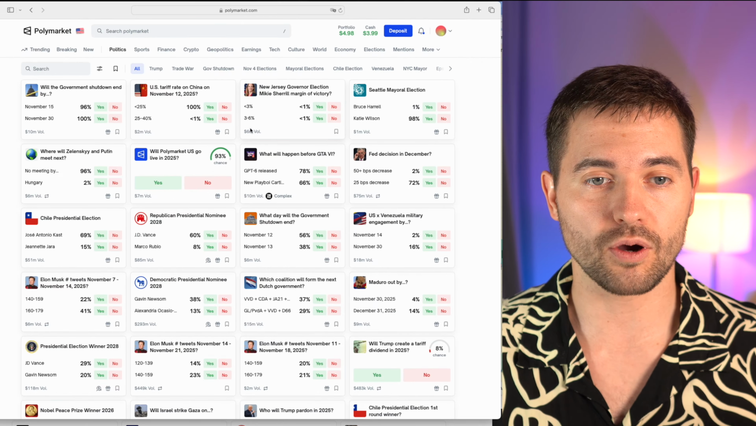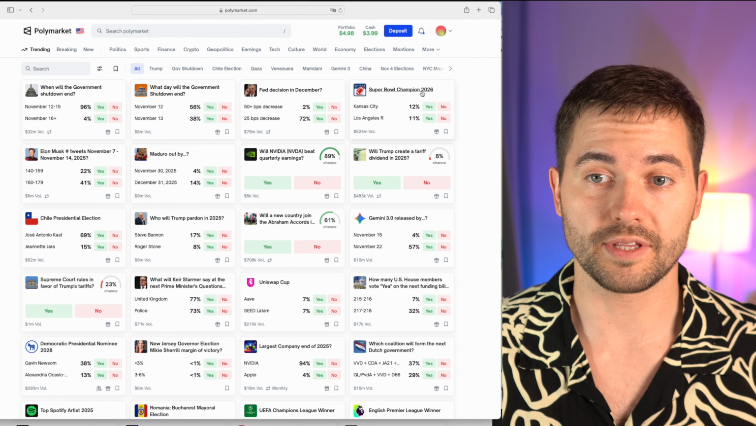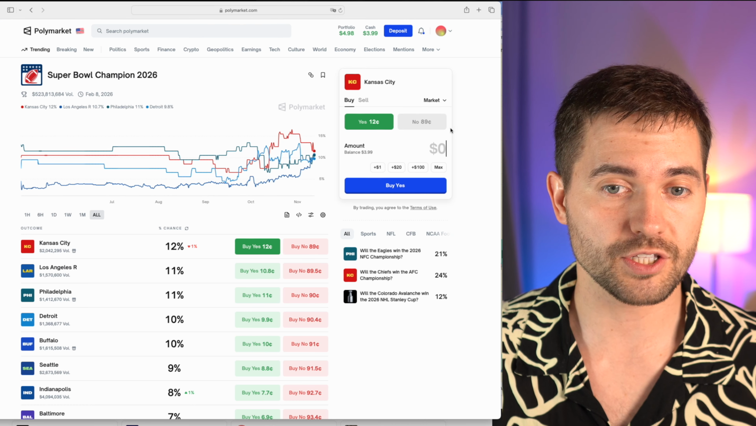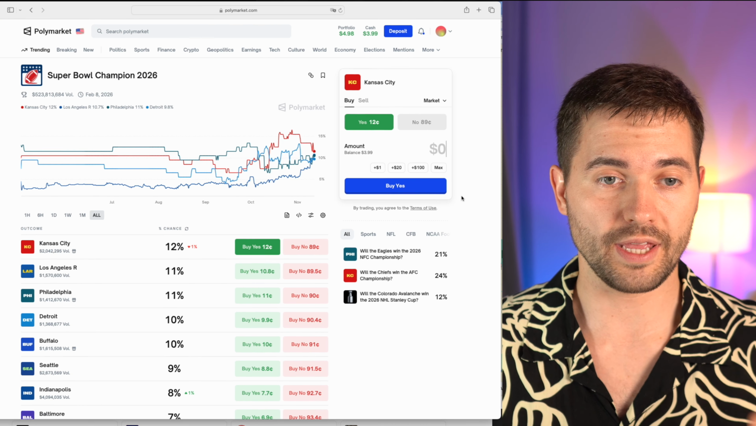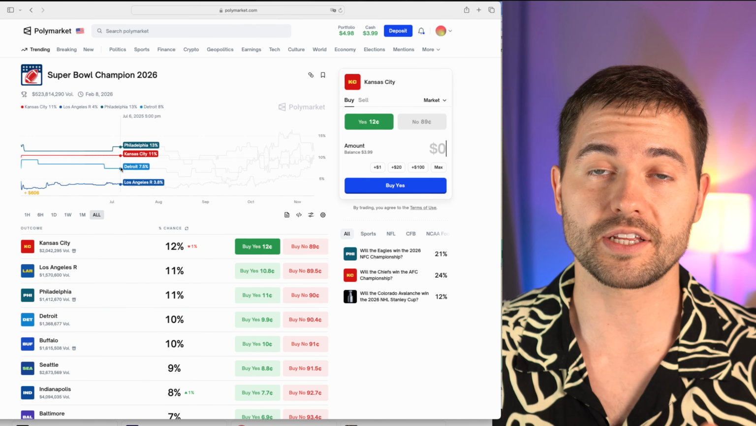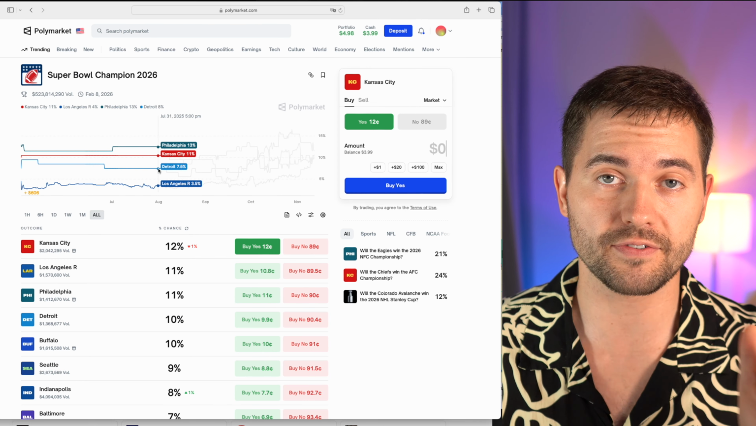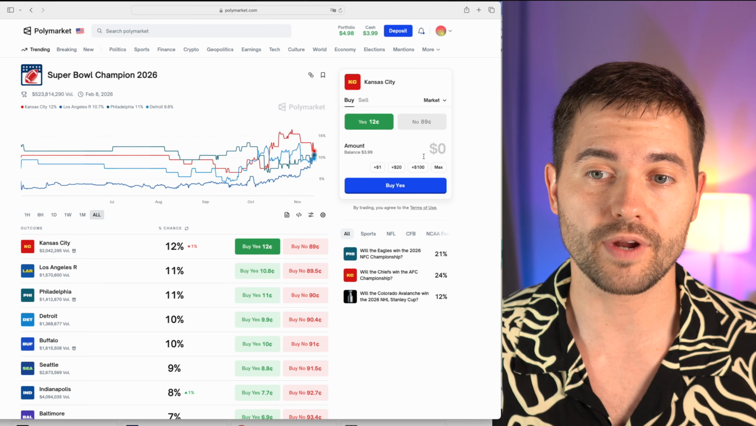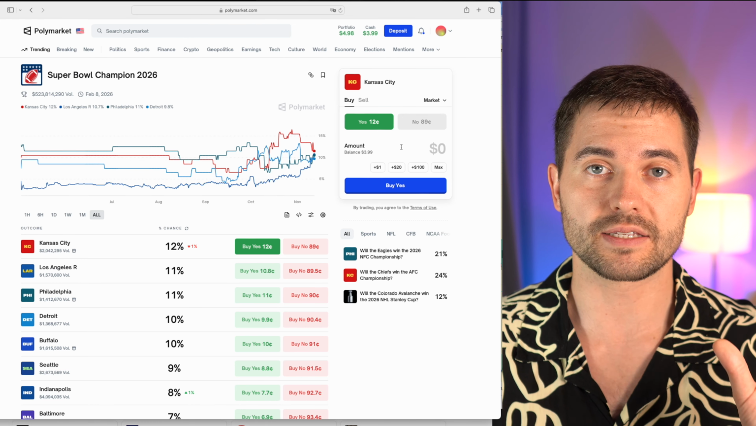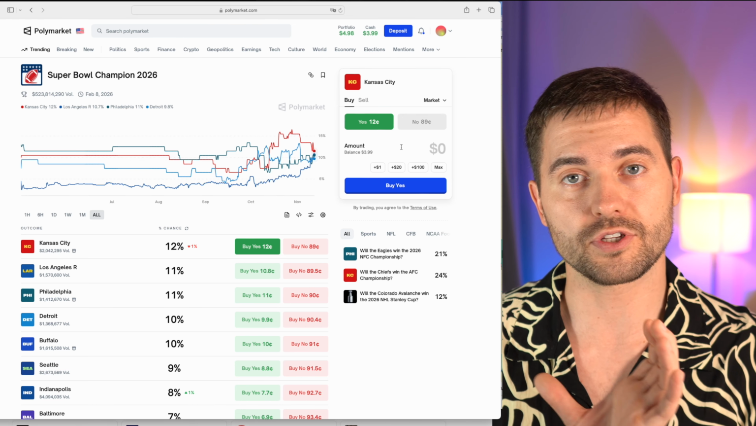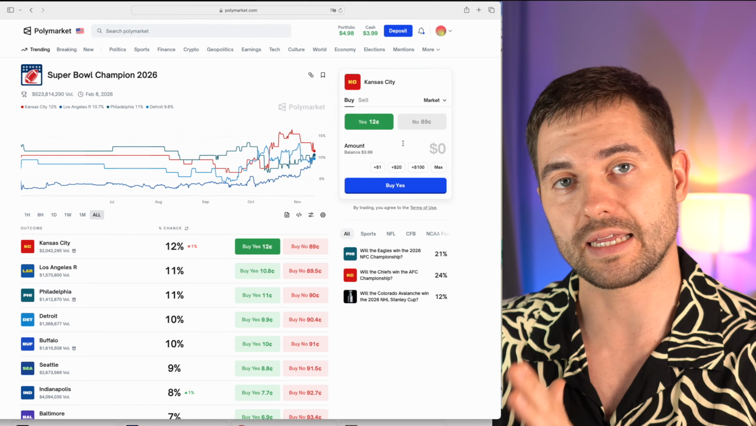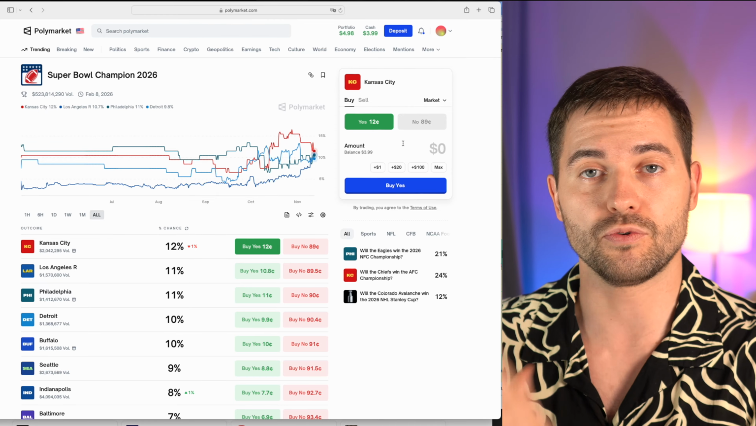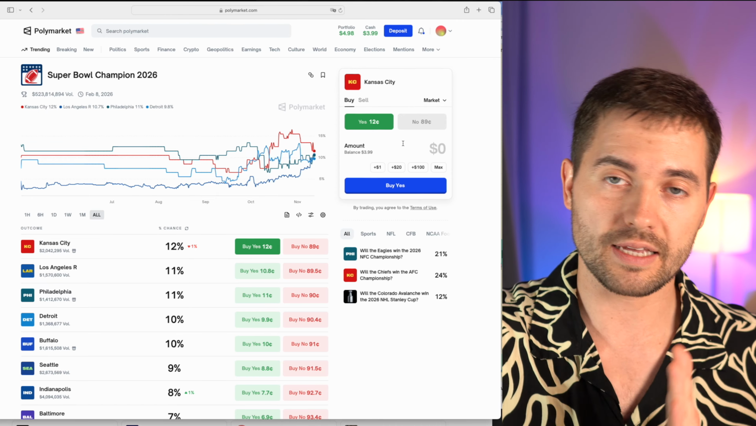So if we click on one of the events, for example, the Super Bowl championship next year, this is the view that we have. We have the chart of the chances of certain outcomes on different days. We have the main panel where you can quickly place a trade. And as I mentioned, it's people buying yes votes versus no votes. If you don't think that this will be the outcome, then you will buy the no. If you think that's the yes, you buy yes.